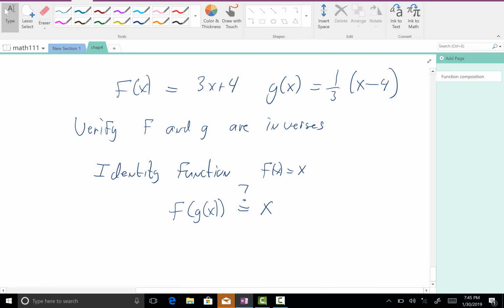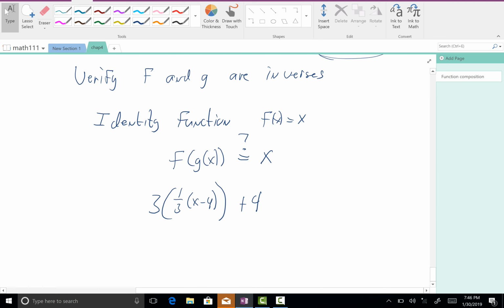So we're going to do function composition. I'm going to take this thing here, put it in there. Let's see what happens. So I get 3 times 1/3 x minus 4 in parentheses plus 4. Let's see what we get. It's a little weird, but I'm going to take this 3 times that 1/3. What happens to those things?